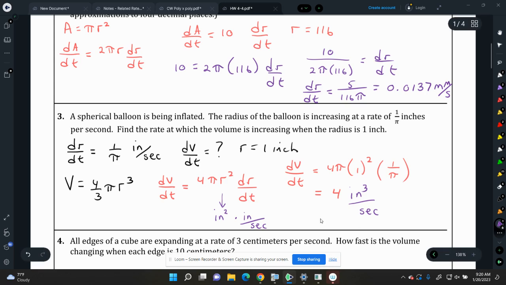Yeah. Can you do that again with the units? Mm-hmm. Okay.